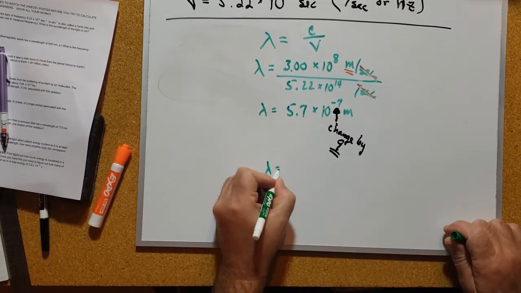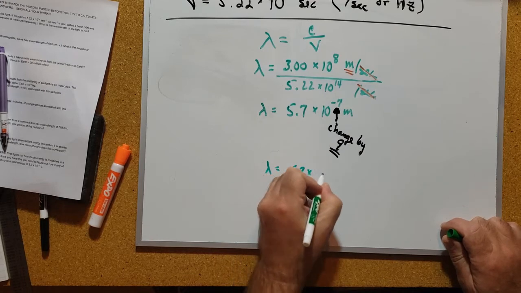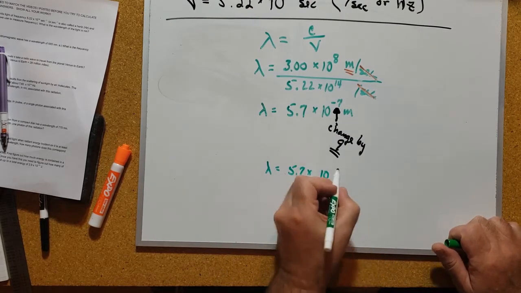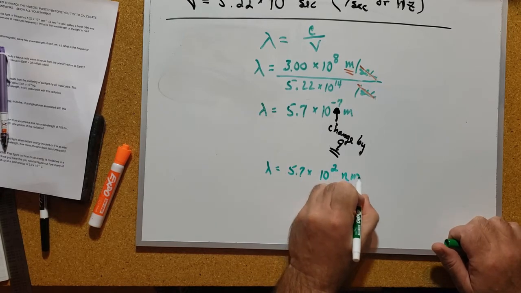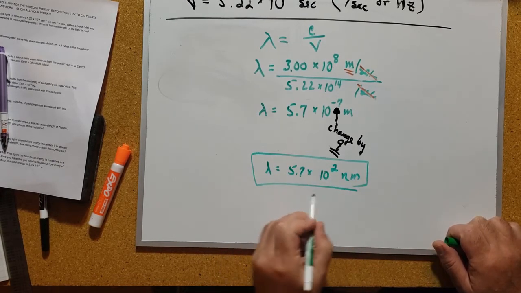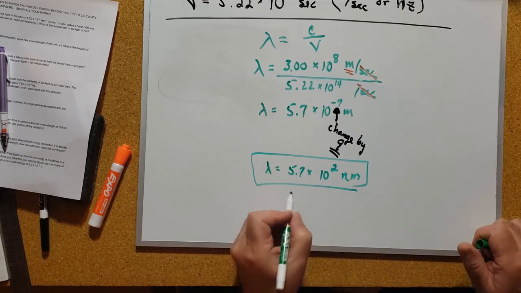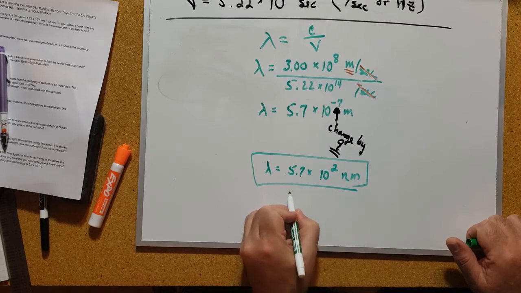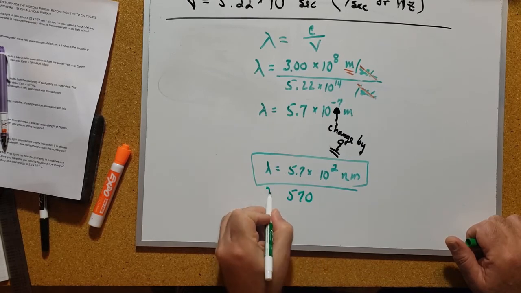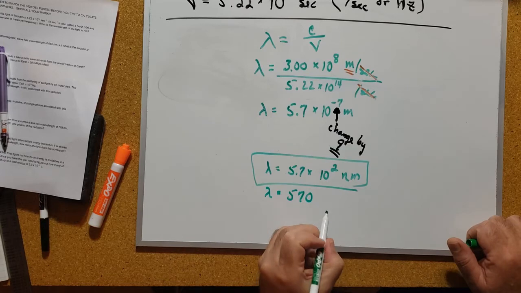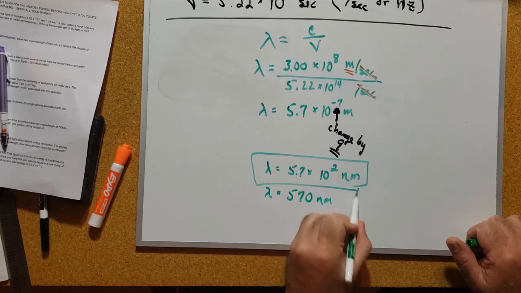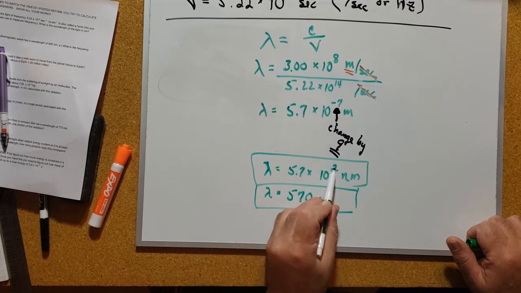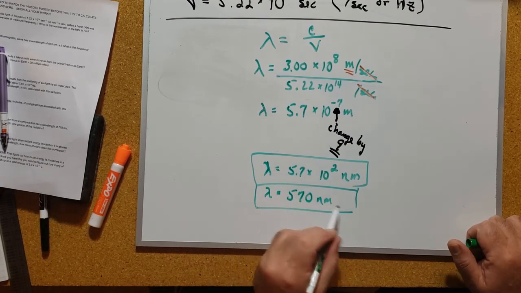It'll be lambda equal to 5.7 times 10 to the what? Add 9 to negative 7 and you get 2. All right. Now I could express this out of scientific notation. Times 10 squared means times 100, and when you multiply by 100, move the decimal point 2 places to the right. So the answer is either lambda equals 5.7 times 10 squared nanometers or 570 nanometers.